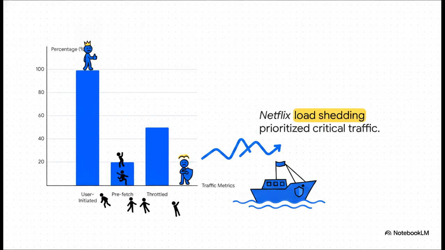They ended up throttling over 50% of their total requests, which dropped prefetch availability down to just 20%. But, and here is the incredible part, because they prioritized that shedding, they kept the critical user-initiated play availability above 99.4%. The users hitting play literally never even noticed there was a crisis going on.